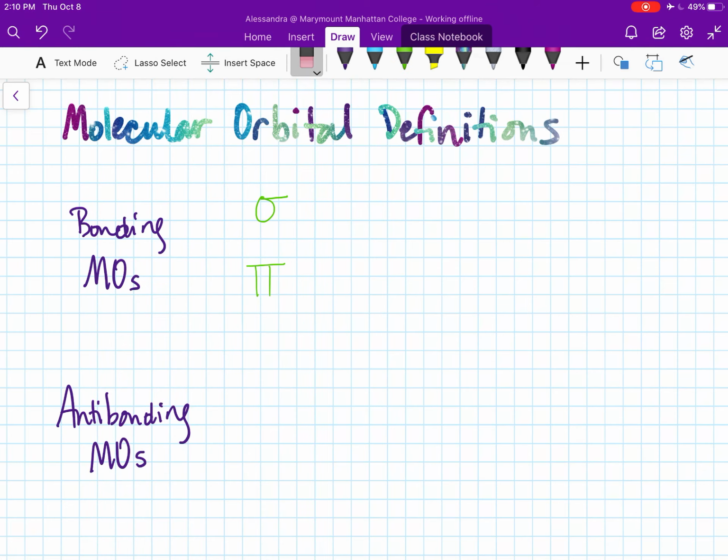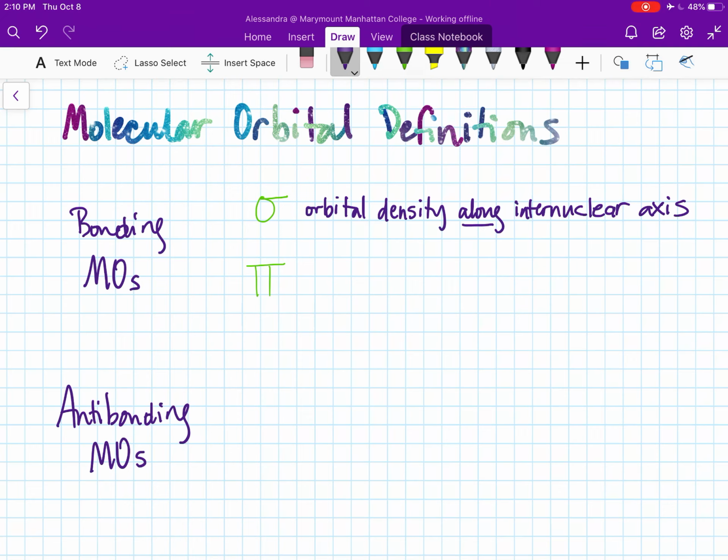So the sigma interaction occurs when we have orbital density along the bonding axis. Of course, the orbital density means electron density ends up being there too, between the two nuclei. So the bonding axis, or I'm going to call it the internuclear axis, means the same thing as the bonding axis, but it's just saying the axis between the two nuclei.